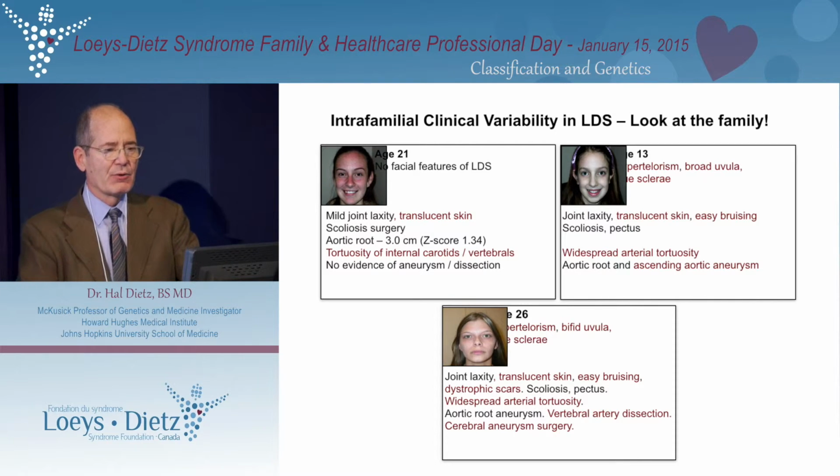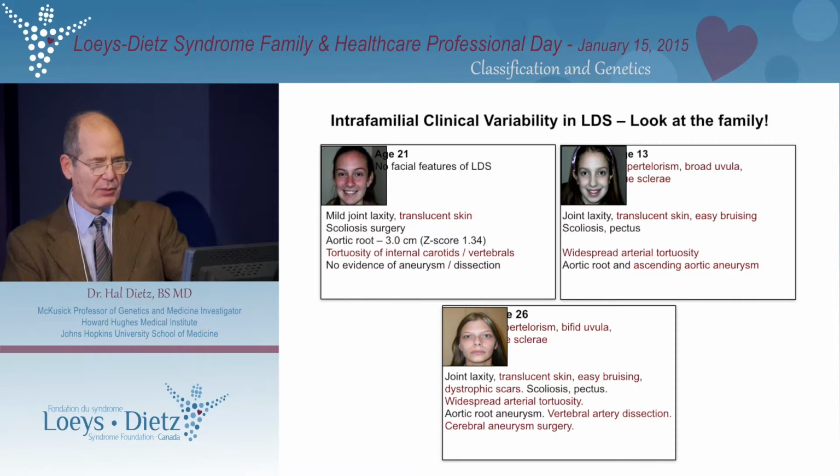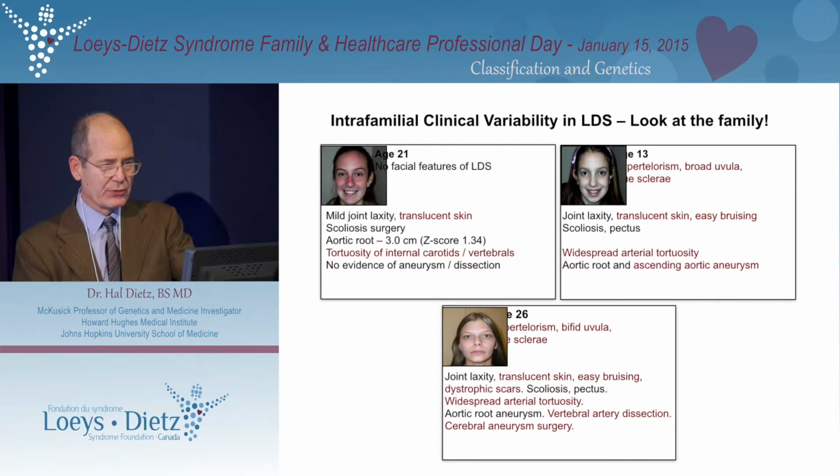But if you look at her 13-year-old sister, suddenly we're kicking in with very broadly spaced eyes, a broad uvula, blue sclerae, very translucent skin, and she has widespread arterial tortuosity and both an aortic root and ascending aortic aneurysm younger than her sister. If you look at their aunt, she has hypertelorism, bifid uvula, blue sclerae, virtually every skin and skeletal finding, widespread tortuosity, vertebral artery dissection at a very young age, and a cerebral aneurysm that required surgery.